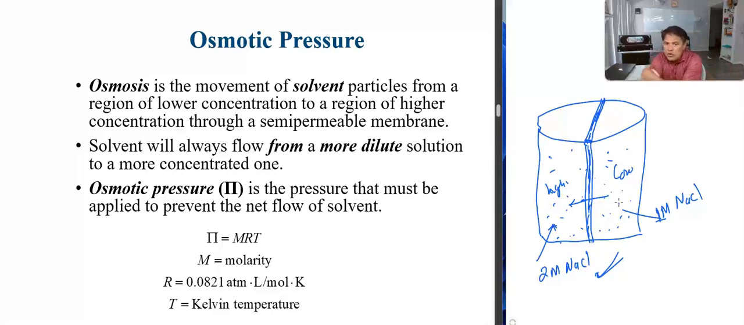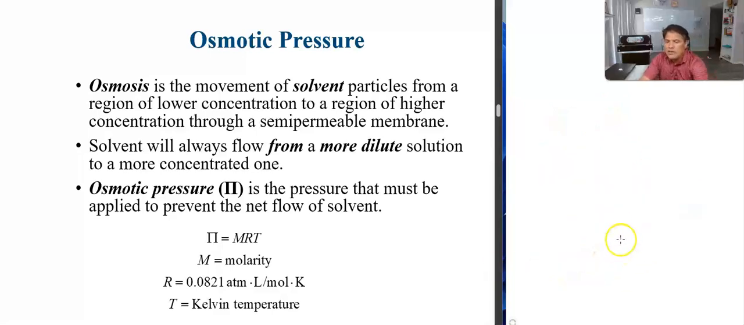So what does osmotic pressure mean? This is the pressure that must be applied to prevent the net flow of the solvent. The pressure at which it stops flowing is the osmotic pressure. So we can apply pressure to stop that net flow. How much pressure we have to apply to stop that net flow is said to be the osmotic pressure, and its formula is given here.